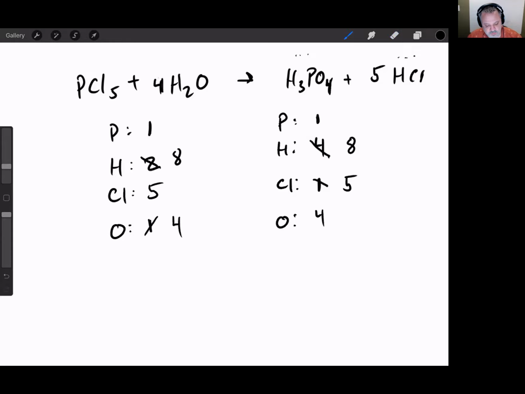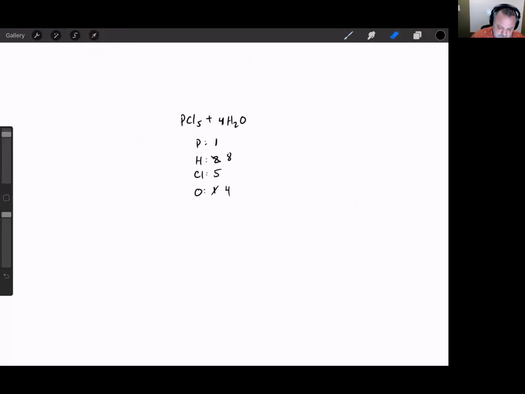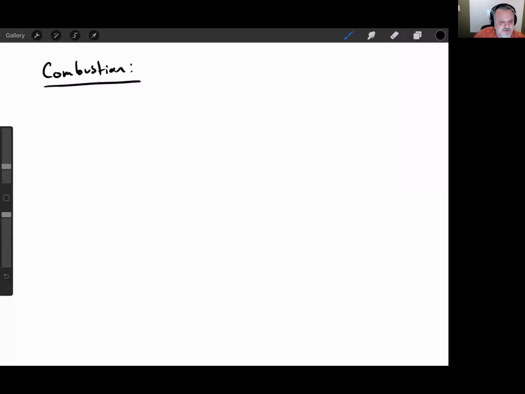Okay. We're going to do a lot of examples. So let's go ahead and move on. Let me introduce the combustion reaction. There are very few types of reactions that you have to know how to complete. One of them is the combustion reaction. And the general idea of combustion is fuel plus oxygen produces water and carbon dioxide.